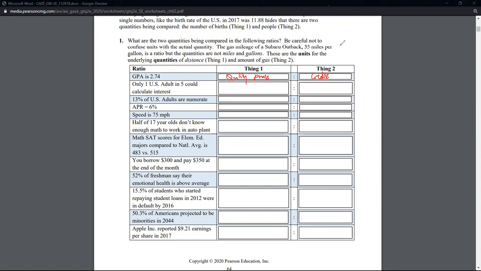So you add up all your quality points from all of the classes you've taken, and then you divide it by the number of credits you've taken. That's the ratio of how your GPA is calculated.